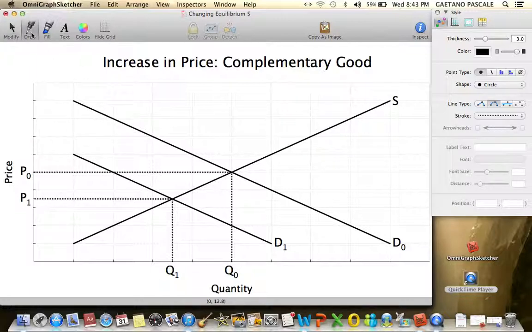So, because of the increase in the price of a complementary good, the demand for the good that we're analyzing this market for, the demand curve shifts inward. This causes the equilibrium price to fall, and it causes the equilibrium quantity to fall.